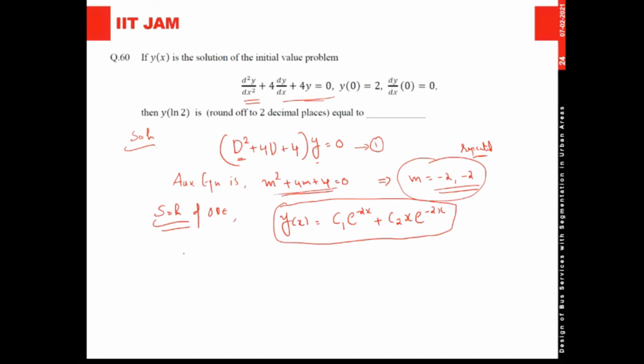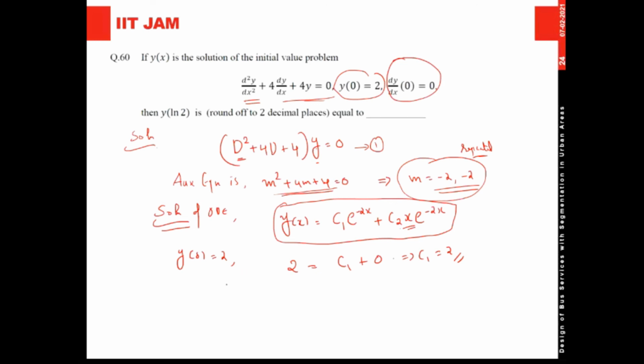Now phi of 0 is equal to 2. So if I substitute this, we will get 2 is equal to C1 plus C2 into 0. So C1 equal to 2. Now there is one more equation, y dash of 0 is equal to 0.